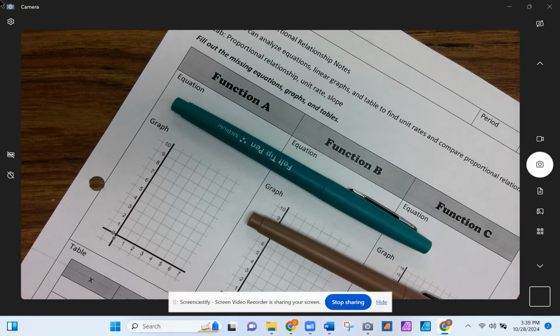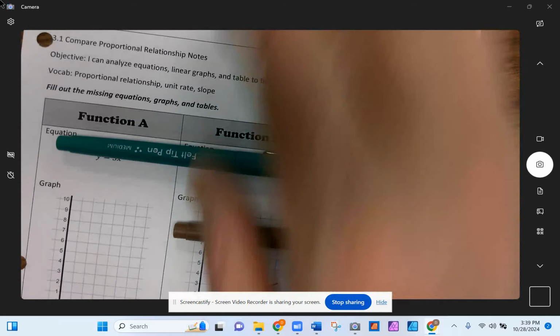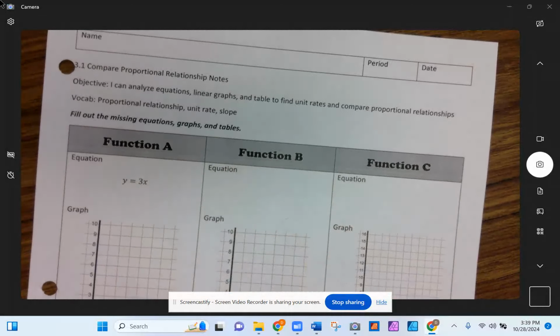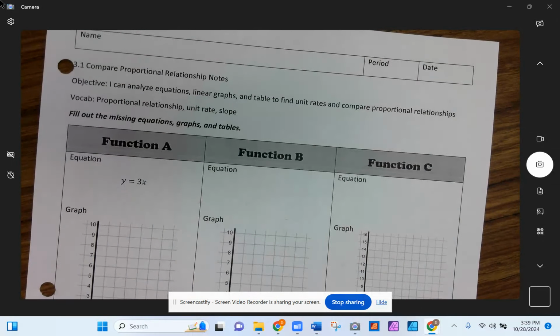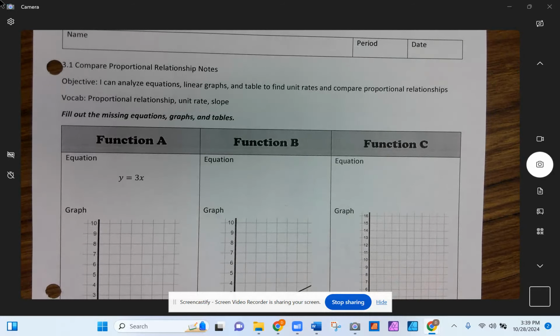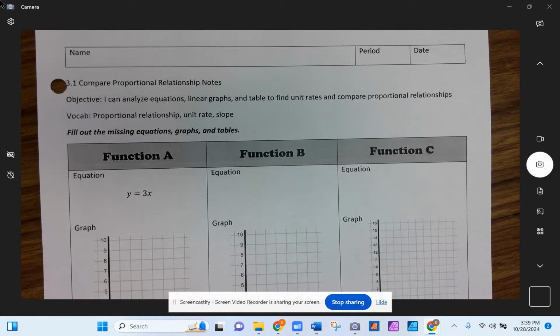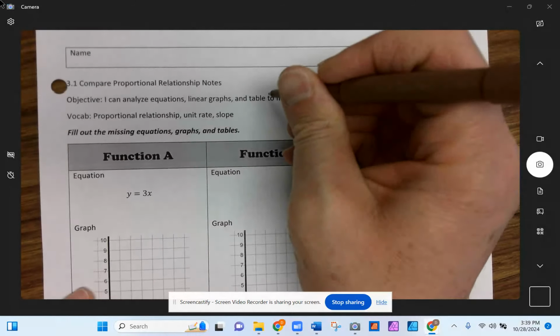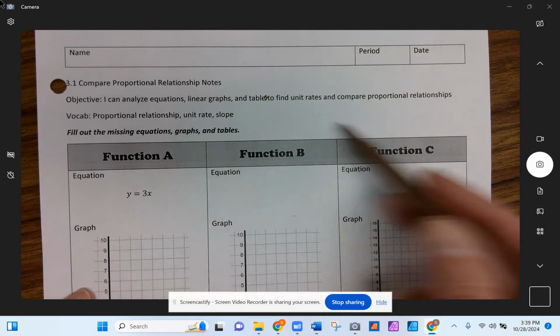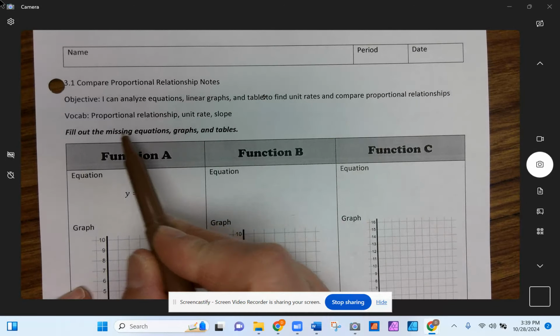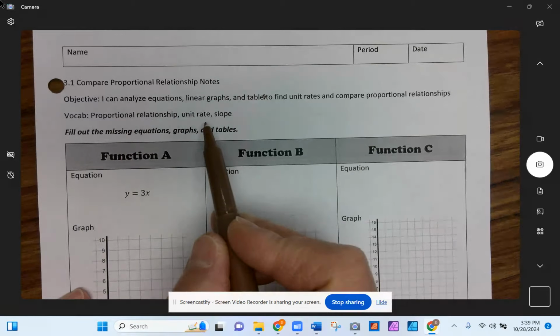Okay, folks, we're going to be doing 3.1. This is all about linear equations, graphing. We've done some of this, but we're starting with proportional relationships. This is 3.1. Our objective: I can analyze equations, linear graphs, and tables to find unit rates and compare proportional relationships. Vocab will be proportional relationships, unit rate, and slope.